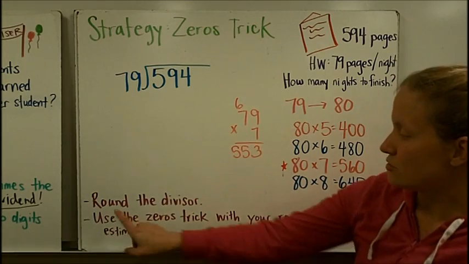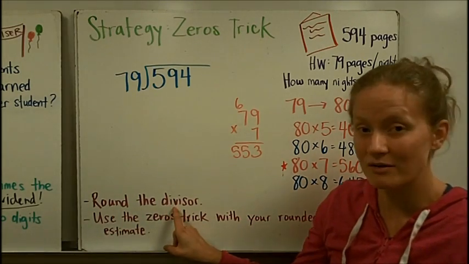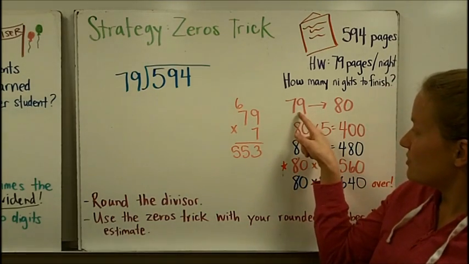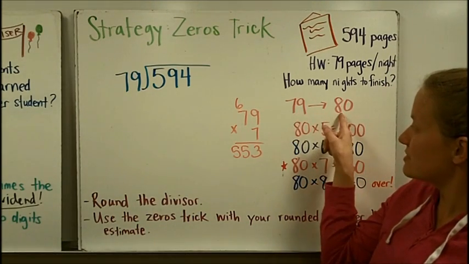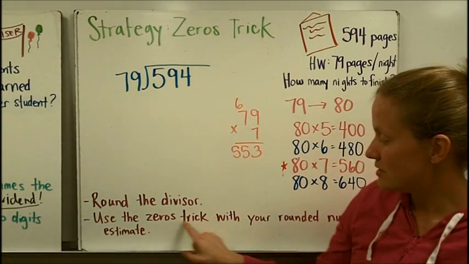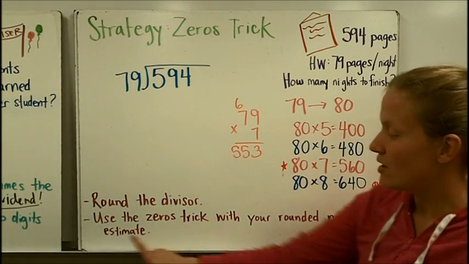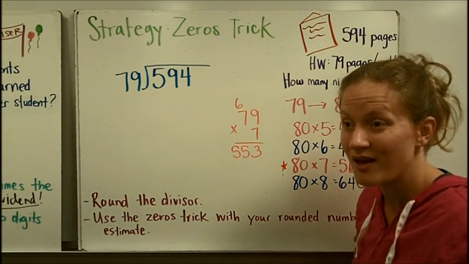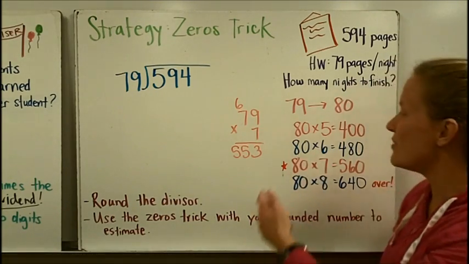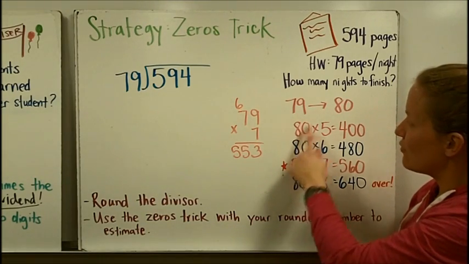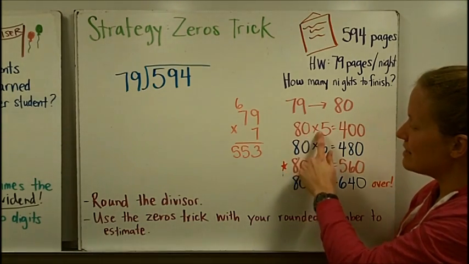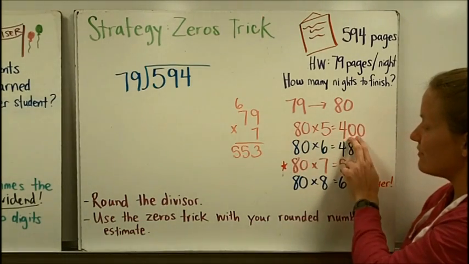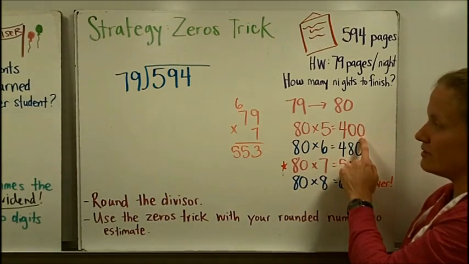And when you do the zeros trick, the first thing you're going to do is round the divisor to the nearest 10 if you have a 2-digit number. So 79 rounded to the tens place is 80. Then I'm going to use the zeros trick with your rounded number to estimate. So it's always a good place to start to think about your number times 5. That's sort of in the middle. So when I got the 80, I thought about 80 times 5. And remember, you can do this problem in your head because you know 8 times 5 is 40, and then you would add a 0.